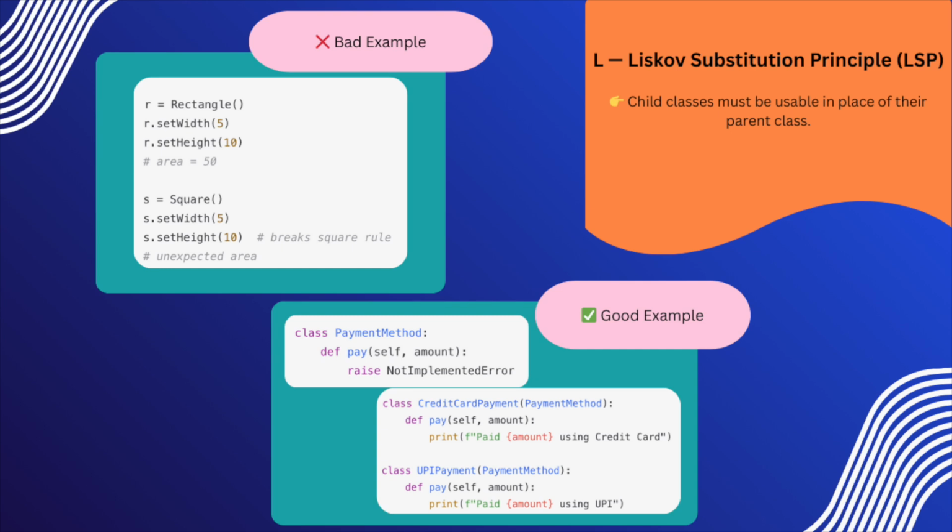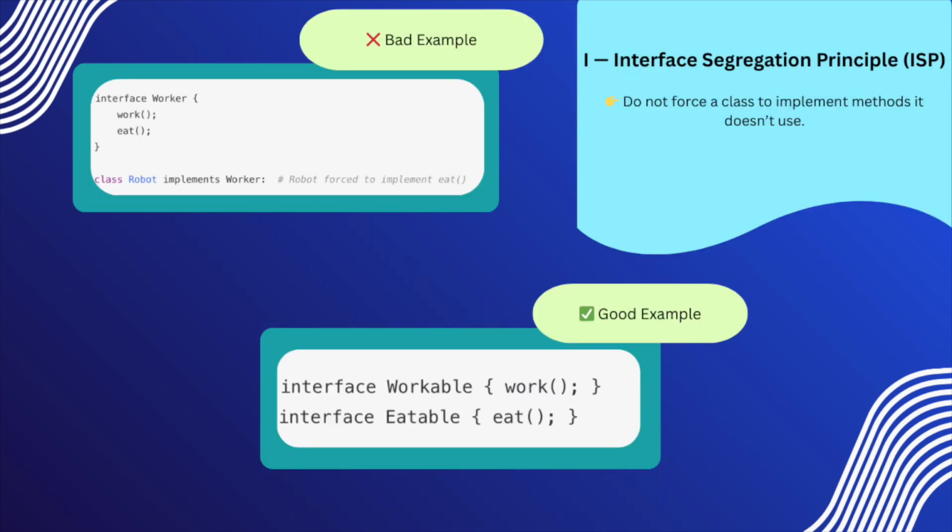Another example you can see is payment. Here PaymentMethod class defines a pay method, and then class CreditCardPayment also defines pay, that is for credit card. Then again class UPIPayment defines the pay function for UPI. So both CreditCardPayment and UPIPayment can replace the parent type without breaking anything, as there is no dependency between them. Now next is I, that is interface segregation principle.